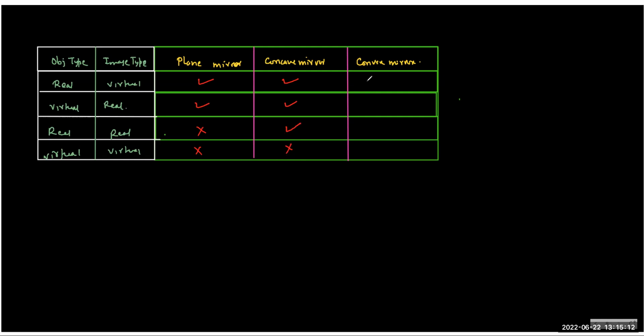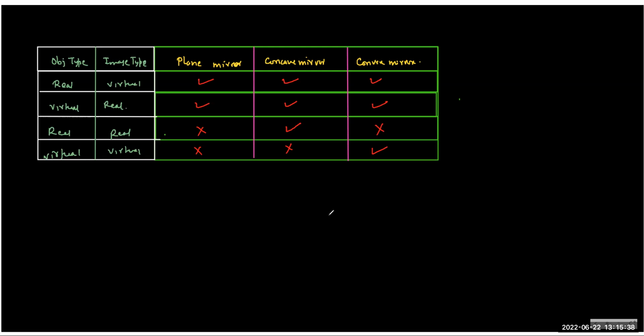Convex: real to virtual, yes. Virtual to real, yes. Real to real, no. And virtual to virtual, yes. This summarizes everything. Am I audible, guys? Yes, sir. So now we are done with the image formation.